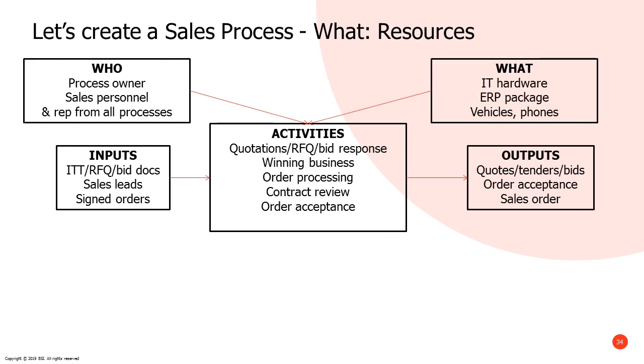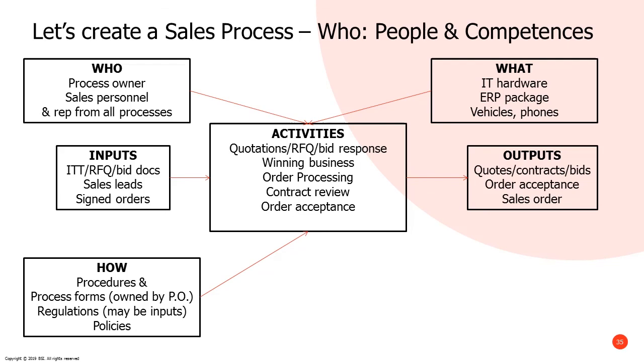Top right is the resources. Now, in the case of a sales process, it's going to be software, ERP package, vehicles, phones, that kind of thing. Of course, if it was the manufacturing process, then you'd be looking at the machinery. What machinery do you need for this process? So there's a different set of things in there. But of course, providing those and making sure they're fit for purpose is part of the process owner's job. So in order to make this effective and efficient, making sure that it's properly resourced is part of the activity.